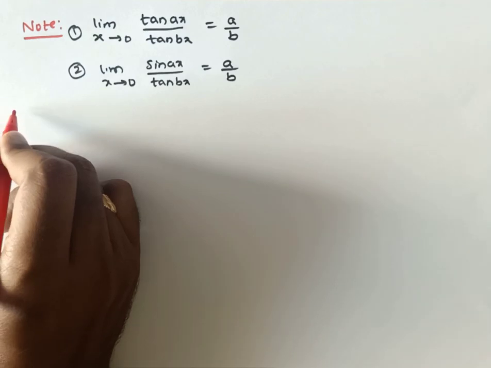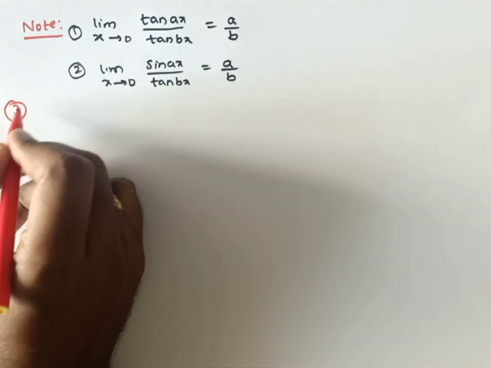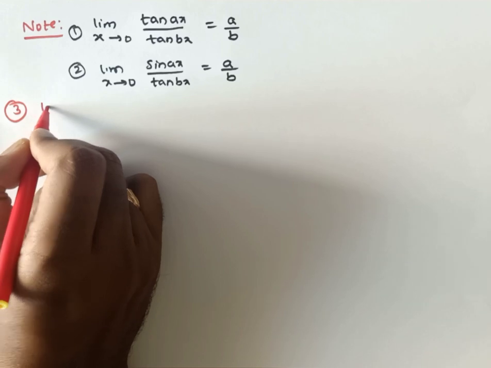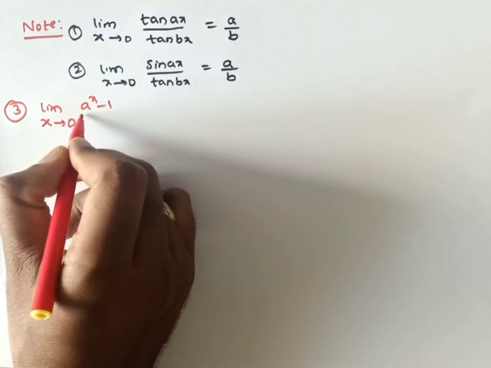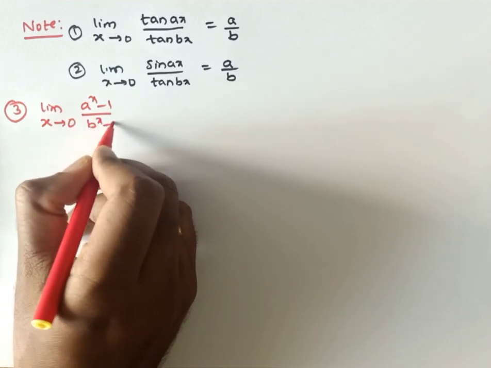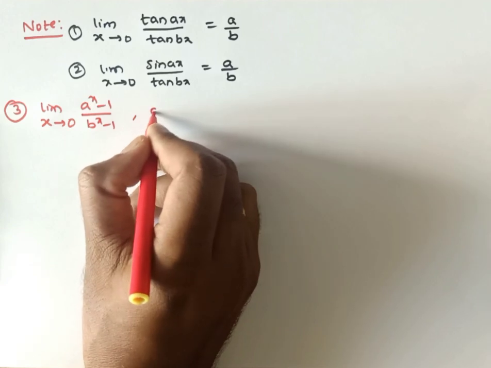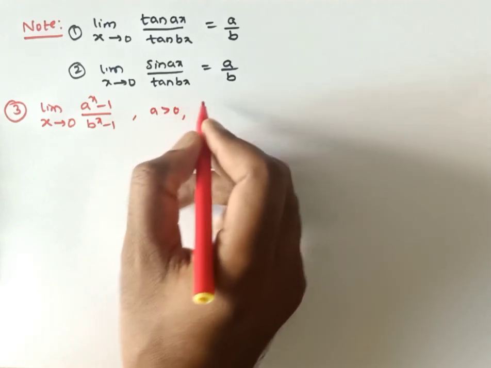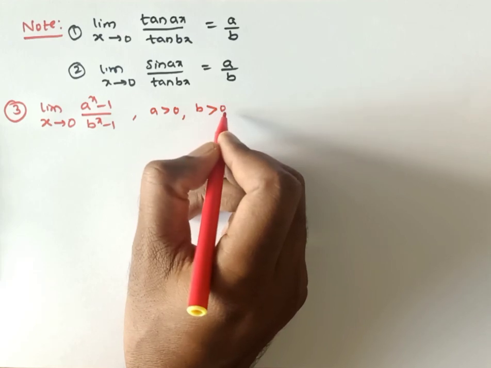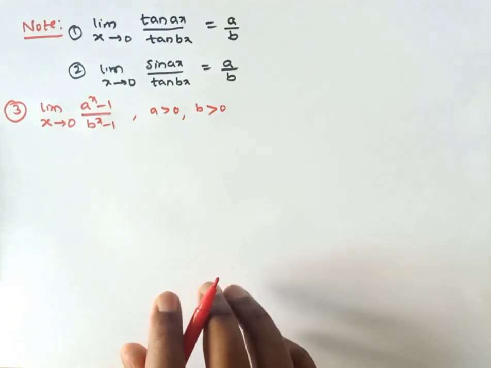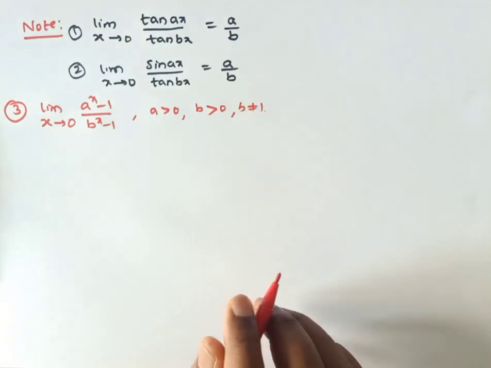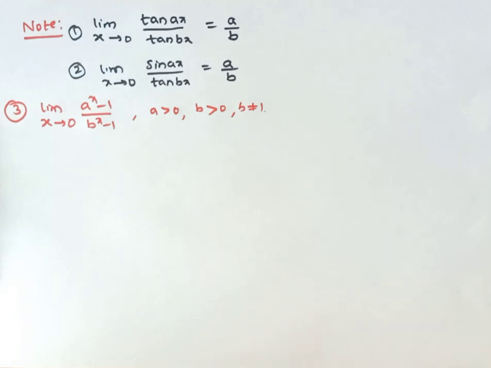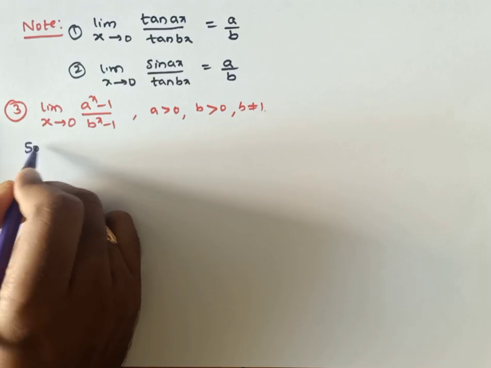Now let us see problem number 3. Evaluate limit x tends to 0 of a to the power x minus 1 by b to the power x minus 1. When a problem comes, we should revise the related formula. So a is greater than 0 and b is greater than 0, and b is not equal to 1. Right? This is related to which formula?